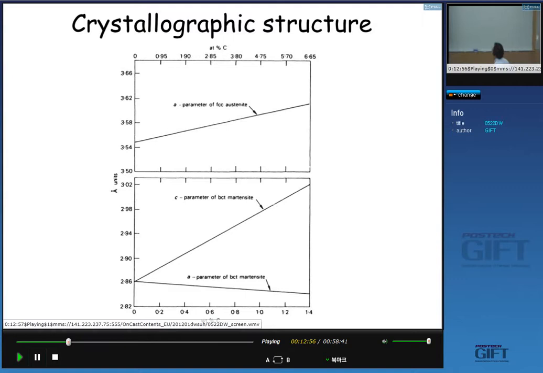when the carbon content in martensite increases, the stretch or shrink of the lattice parameter appears differently depending on the crystallographic directions. So when we increase the carbon content, the lattice parameter in some crystallographic directions increases, but sometimes the lattice parameter in a specific direction decreases. This comes from the fact that the position of the carbon in martensite is inherited from the position of the carbon in the austenite, because martensite transformation is not related with the diffusion of carbon.